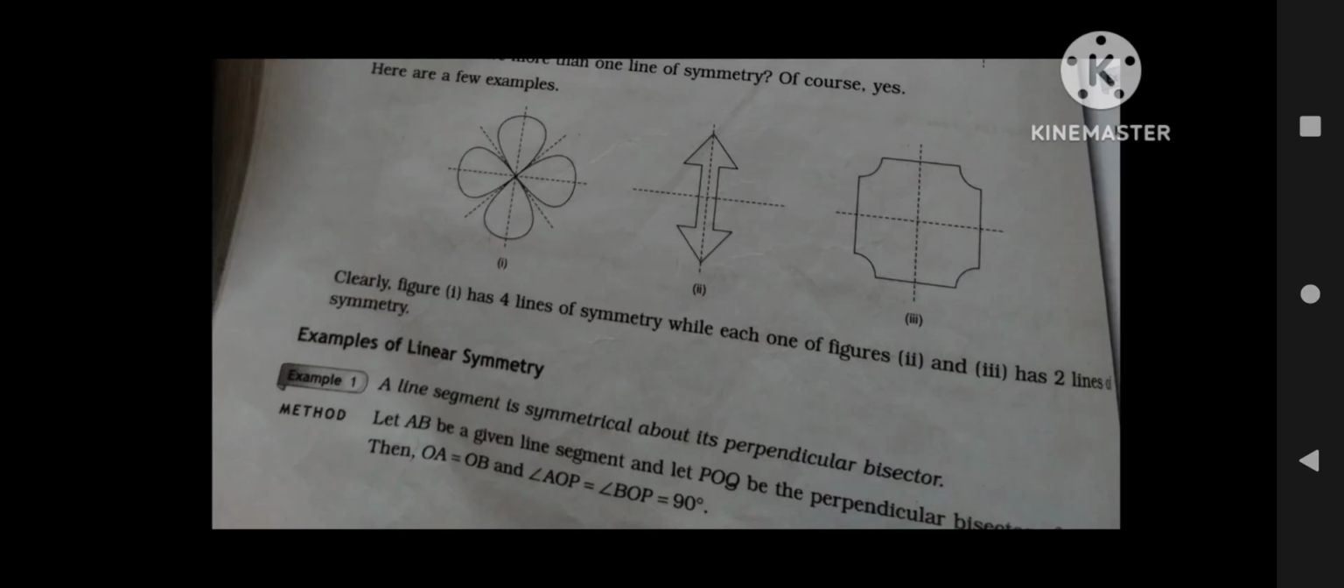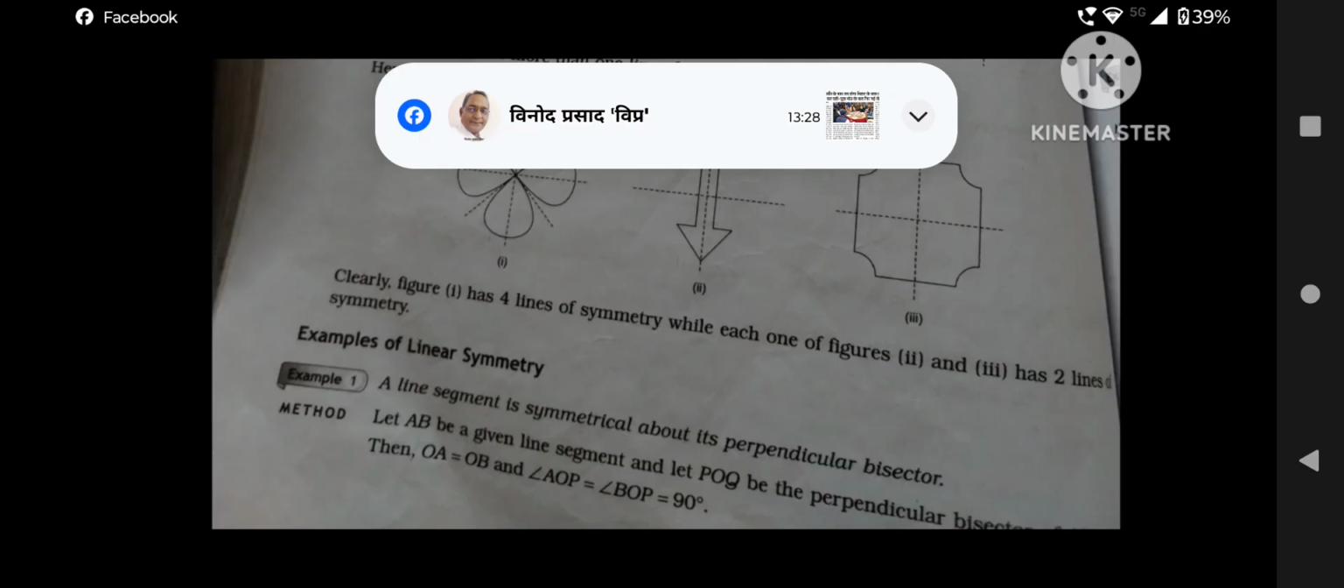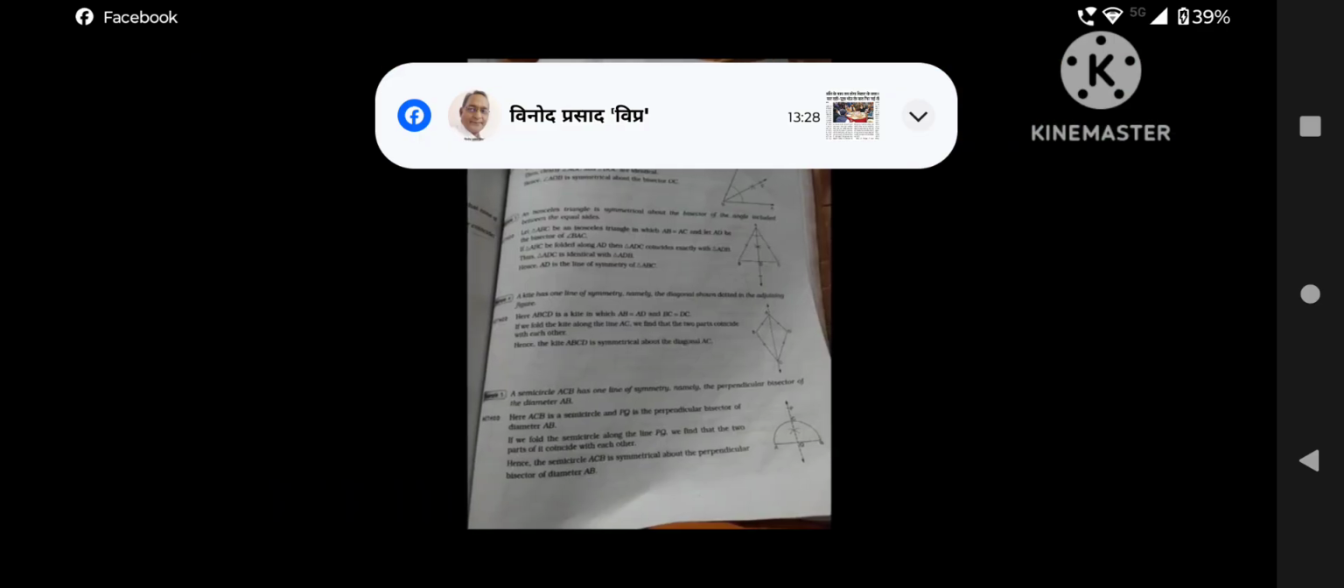1. A line segment is symmetrical about its perpendicular bisector. Method. Let AB be the given line segment and let POQ be the perpendicular bisector of AB. Then OA equals OB and angle AOP equals angle BOP equals 90 degrees. So AB is symmetrical about its perpendicular bisector PQ.